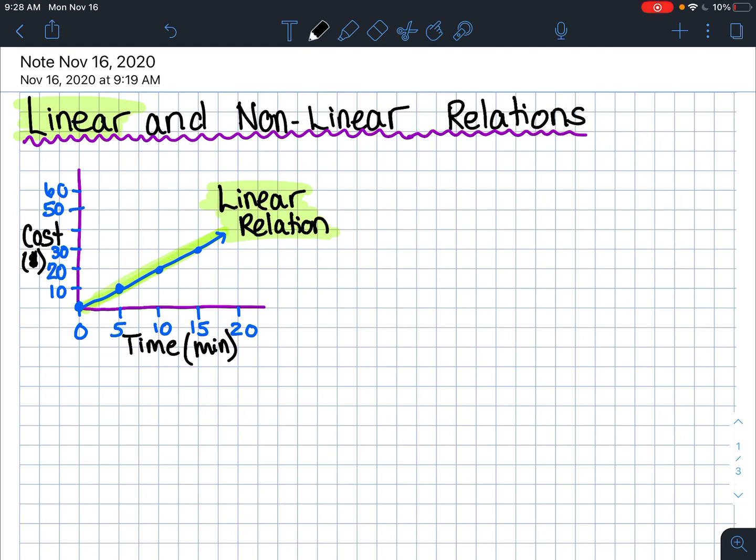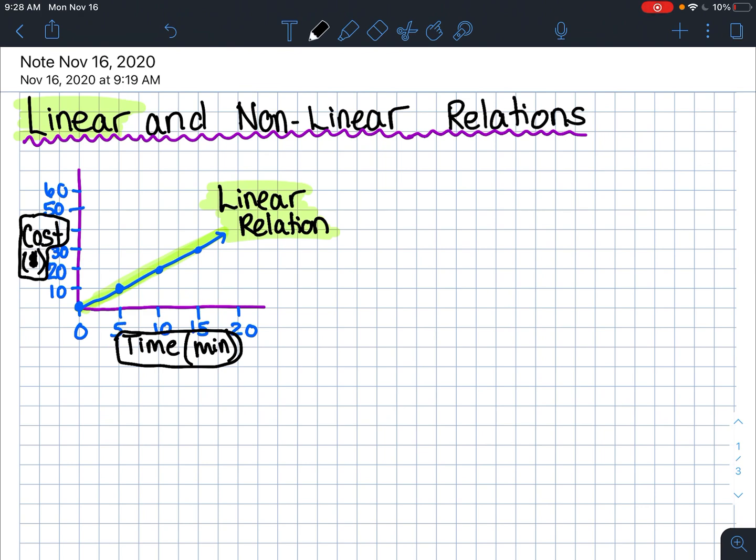There are two variables, so two things that we're comparing. We're comparing the cost and the time. So in a linear relation, the cost is dependent on the time. So how much something costs depends on how much time it takes in this example.